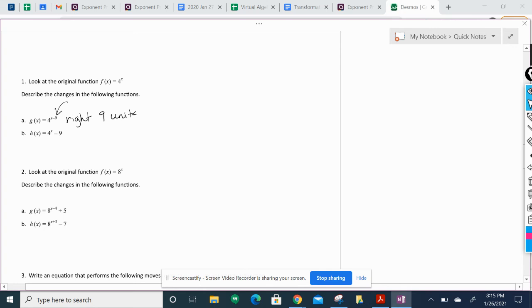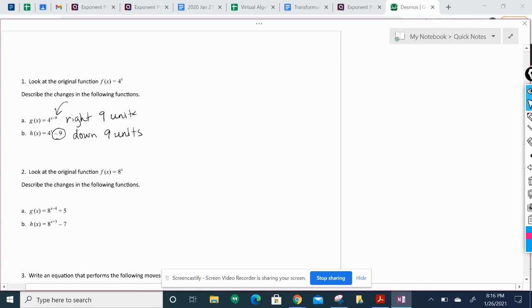Okay, part B. Where is the 9 located? It's located outside. Spider-Man is happy when he's outside the building, so he does what it says. He's meant to go up and down. So this one, because it's a minus, we would go down 9 units.